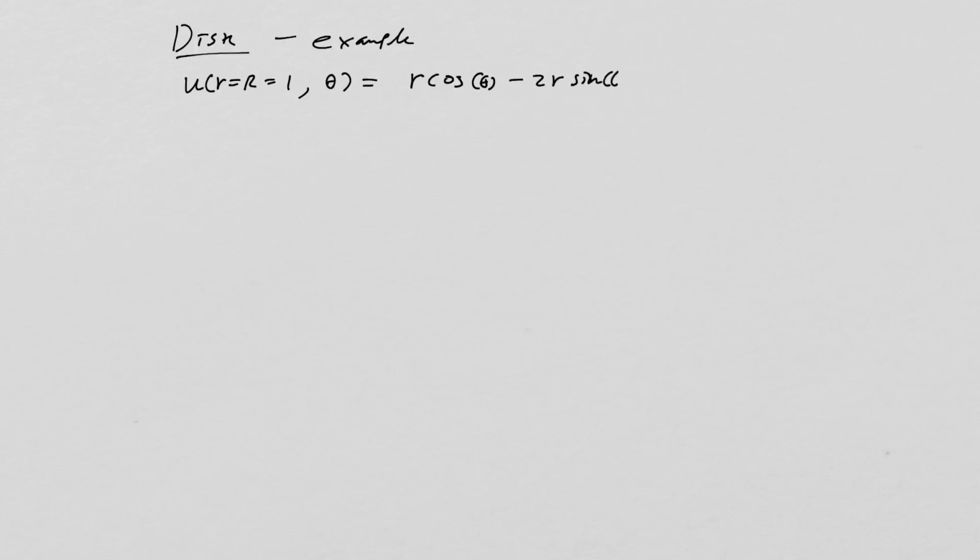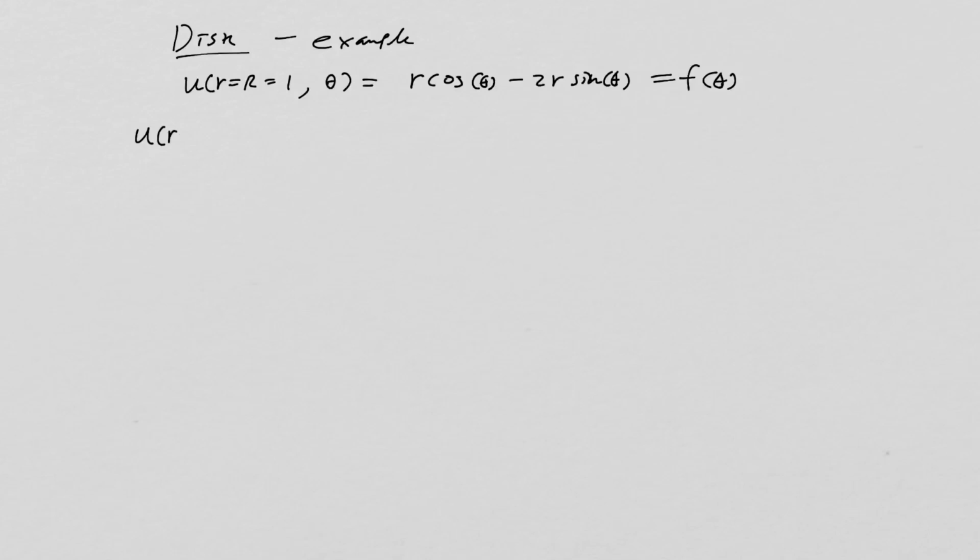So what I want to do instead, of course, is go back to the disk. Let's do an example problem. So we have u of r equals capital R, and we'll say in this specific example that R is just 1, comma theta. We have the specific function r cosine theta minus 2r sine theta. All right, if that is going to be my f of theta, all we have to do is look at this and figure it out.